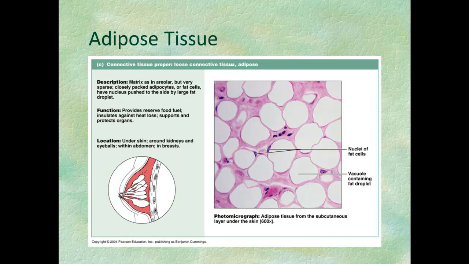Certain organs have a naturally high concentration of adipose tissue. For instance, the breasts have a naturally higher concentration of adipose tissue. You also see certain areas of the body where adipose tends to accumulate naturally, and these can vary depending on whether you're male or female.